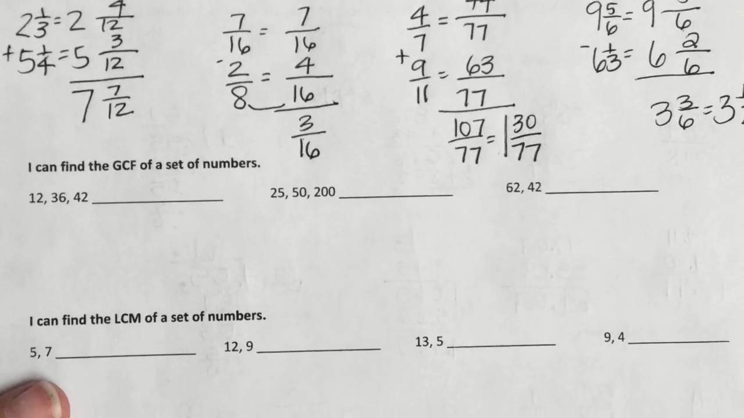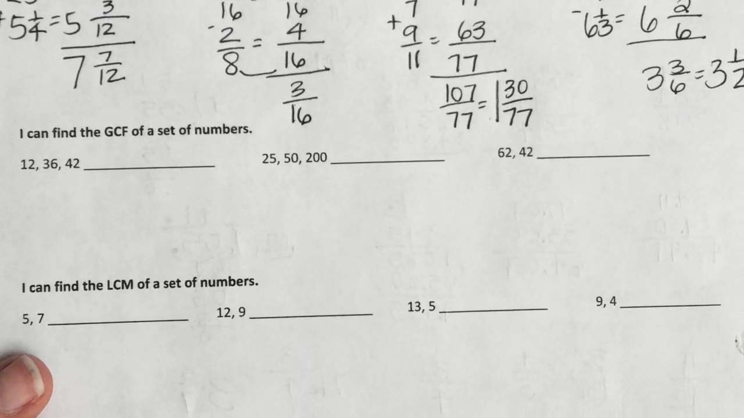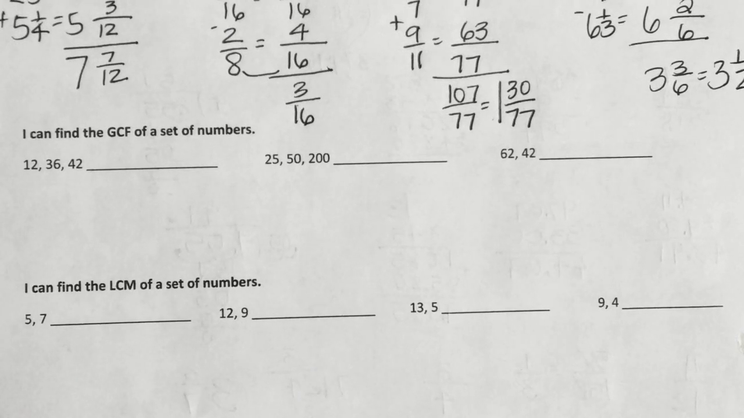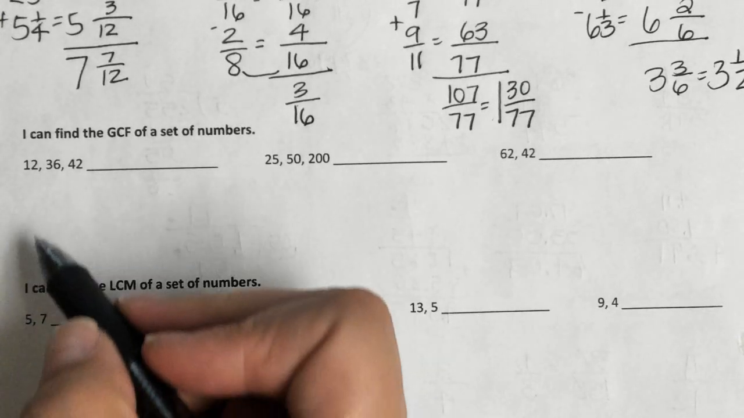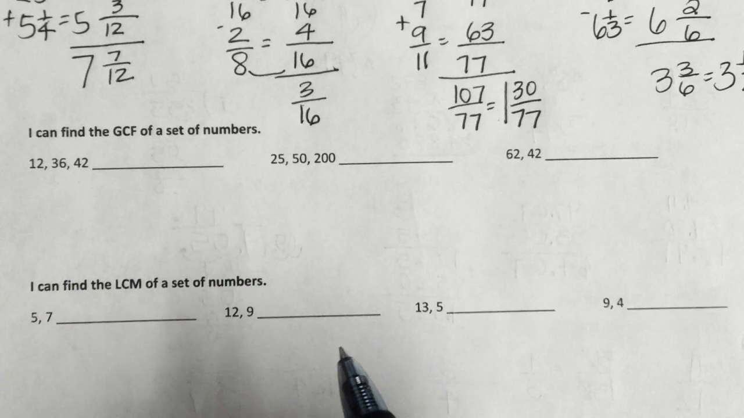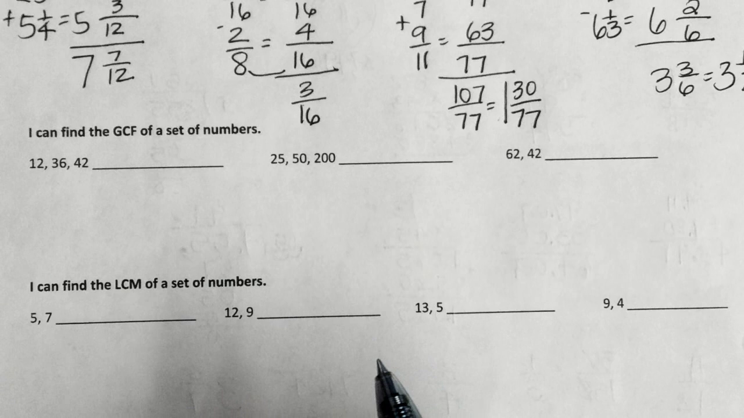Okay, looking at greatest common factor. Now, I'll be honest, this is not something that going forward I'm going to require to see work on. We did the day that I made you do it. But going forward, I want you to start recognizing what factors these numbers share in common. So, 12, 36, and 42. What is my greatest common factor? 3. Is there a bigger one? Maybe. Maybe we do need to work this one out.